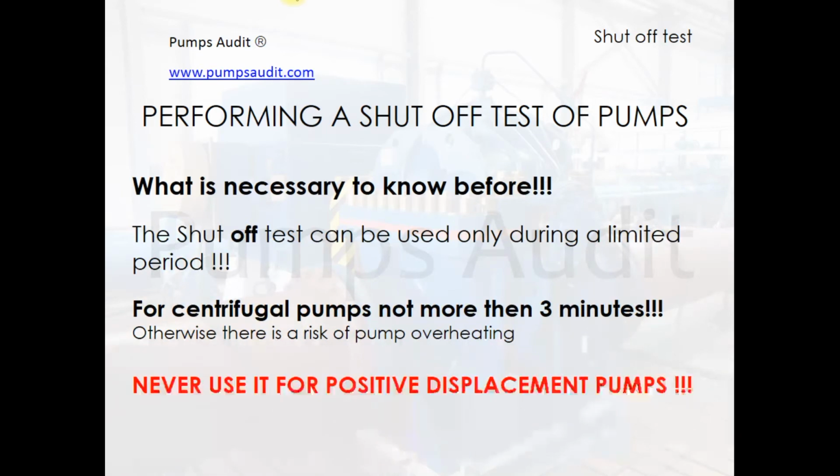There are several rules you need to remember before you begin. The shut-off test can be used only during a limited period. For centrifugal pumps, not more than 3 minutes. Otherwise, there is a risk of a pump overheating. Never use it for positive displacement pumps.